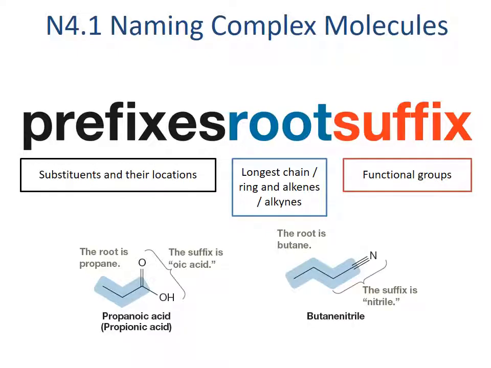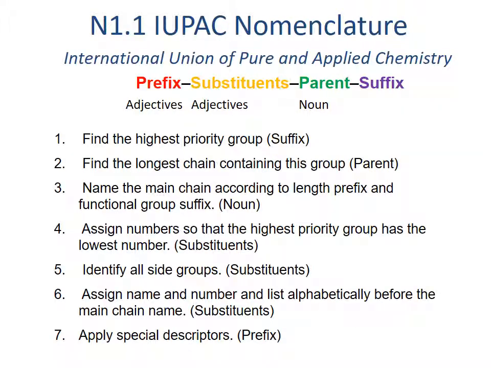In most cases, the suffixes replace the E at the end of the molecule name, as seen with propanoic acid. In the case of nitriles, and only nitriles, the suffix is added with no other change to the molecule name. We can apply this into our general scheme that we have used for nomenclature before. We will find the highest priority group and name that first before we assign numbers.